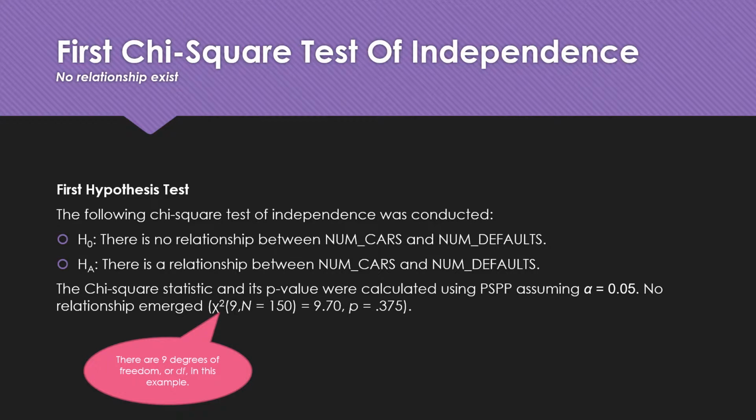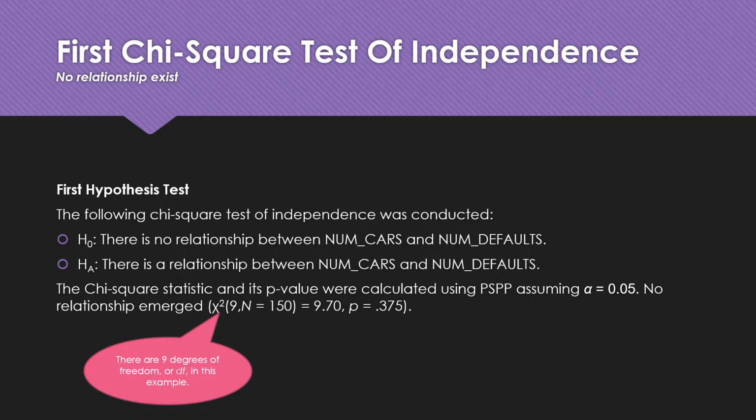So our null hypothesis states there is no relationship between the number of cars and the number of payment defaults. The alternative hypothesis states there is a relationship between the number of cars and the number of payment defaults. As a result, the p-value is equal to 0.375. With 0.375, the significance is higher than the 0.05 alpha, showing that no relationship has emerged between the number of cars and the number of payment defaults.